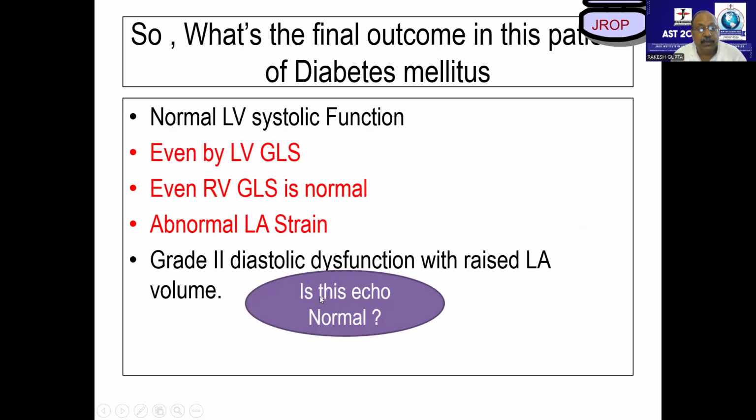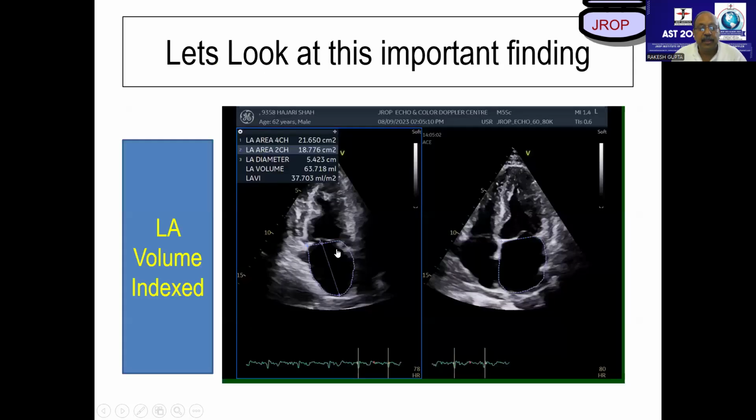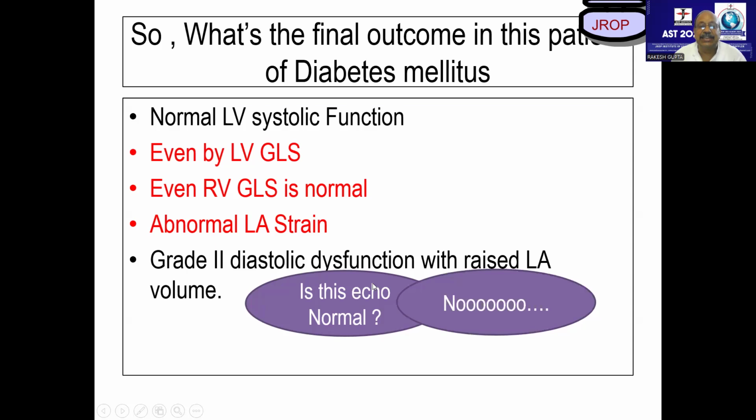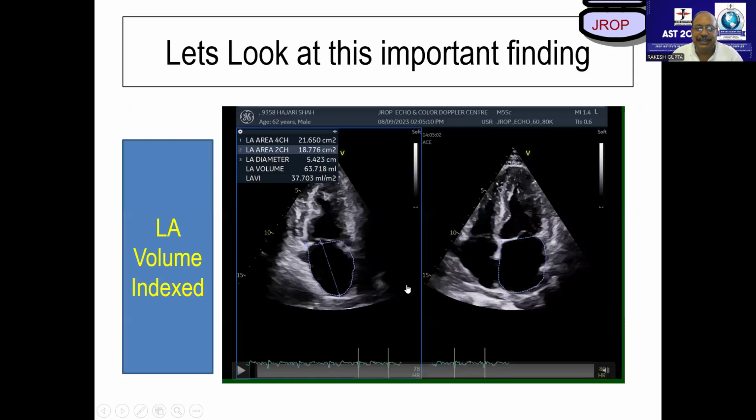Is this echo normal? If you don't look at it carefully, yes, it is normal. If you look carefully, this is abnormal. What is the abnormality? LA volume index and LA strain in this patient. Clear? I'm not talking of strain at your level. Let's forget about the strain. Let's talk of diastolic dysfunction with raised LA volumes. And that's what we calculated as 38 ml.